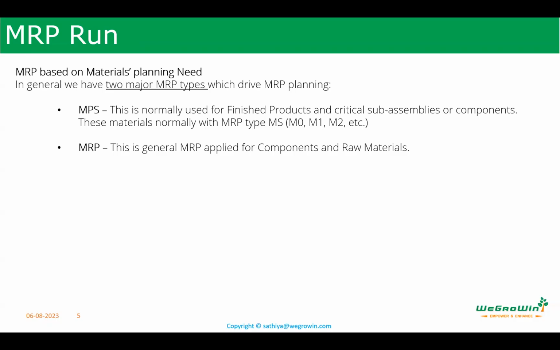For example, orders coming from customers will be coming for the finished product on a daily basis. So I have to run MRP for them on a regular basis. Any change in the production for those kinds of items, I need to monitor and do it. But for the lower level components and raw materials, if I run MRP on a daily basis, it will create a lot of chaos for the purchasing team.